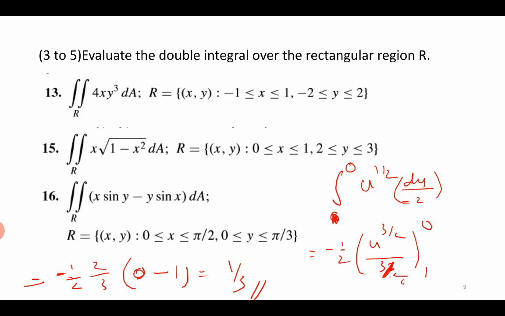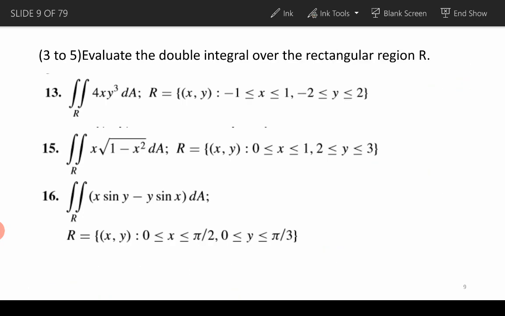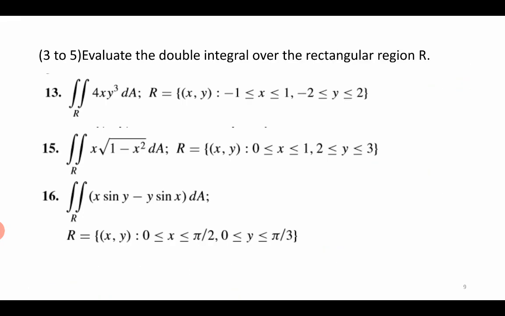Problem number 16. I think we are almost ending here. Here we cannot separate this one. We cannot separate the problem because x and y are mixed, isn't it? x sin y minus y sin x. We cannot write f of x and f of y. It's not possible. So you have to integrate one by one, iteratively, right?